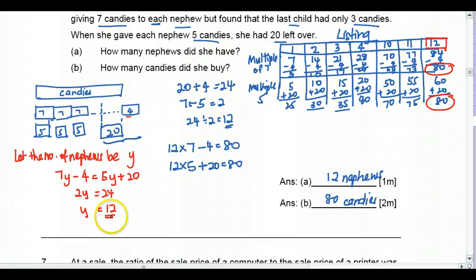How to find the candies? I will take 12 times 7 minus 4, which must be the same as my 12 times 5 plus 20. 12 times 7 minus 4 is 80. 12 times 5 plus 20 is also 80. So this one will help me find the number of candies.